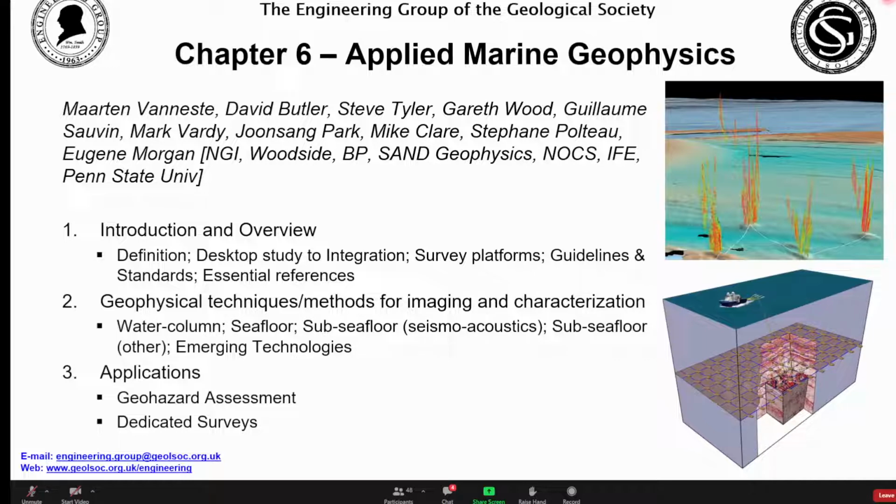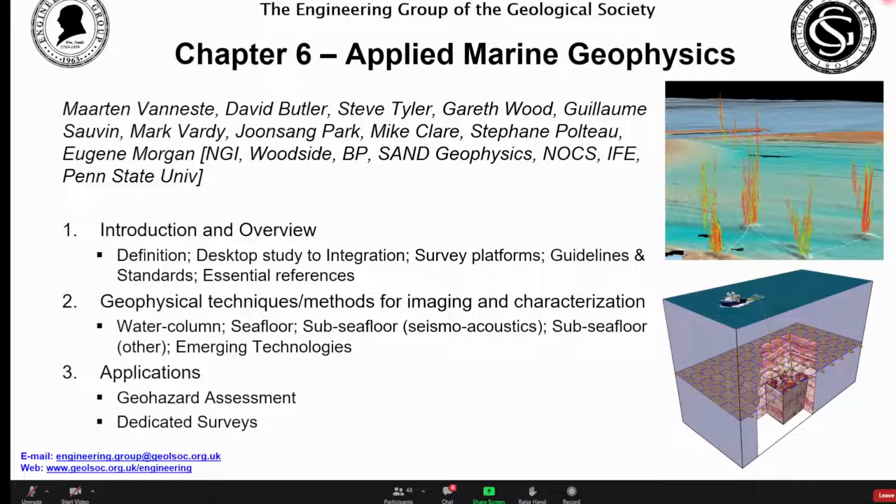We'll give a back reference to existing guidelines and standards that exist, so we don't aim to replicate or duplicate anything that already exists. There's plenty of good work going on within SUT and various other fora. We will reference those and not replicate those. And then really get down in the weeds in some geophysical techniques and methods.